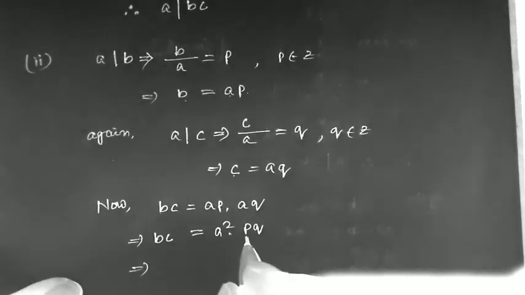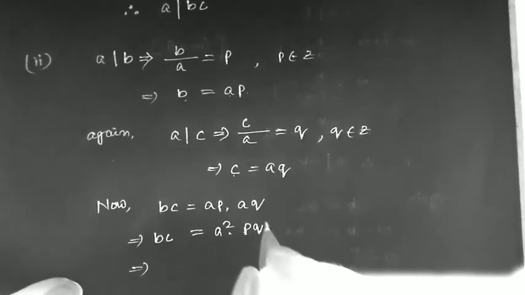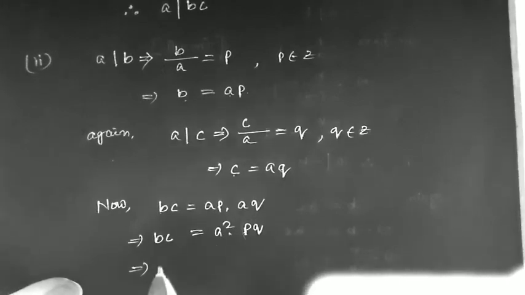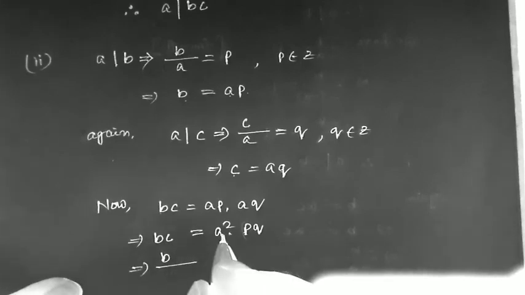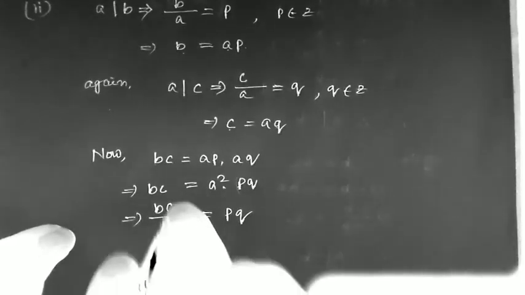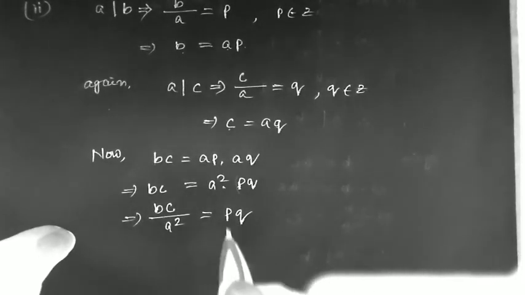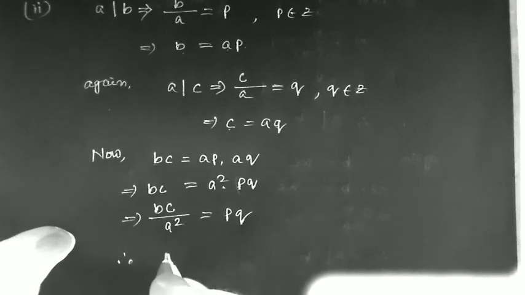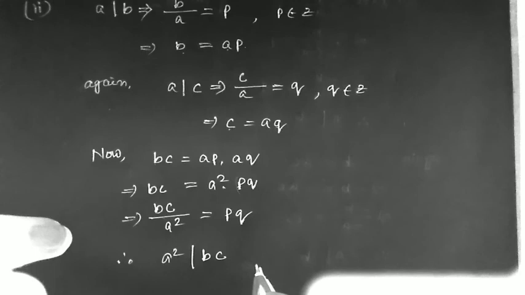Now see, p is an integer, q is an integer. So pq is an integer. So if we carry this a square to this side, bc by a square, bc by a square is equal to pq. That means a square is dividing bc because we got some integer result. Therefore, a square divides bc. That's it.